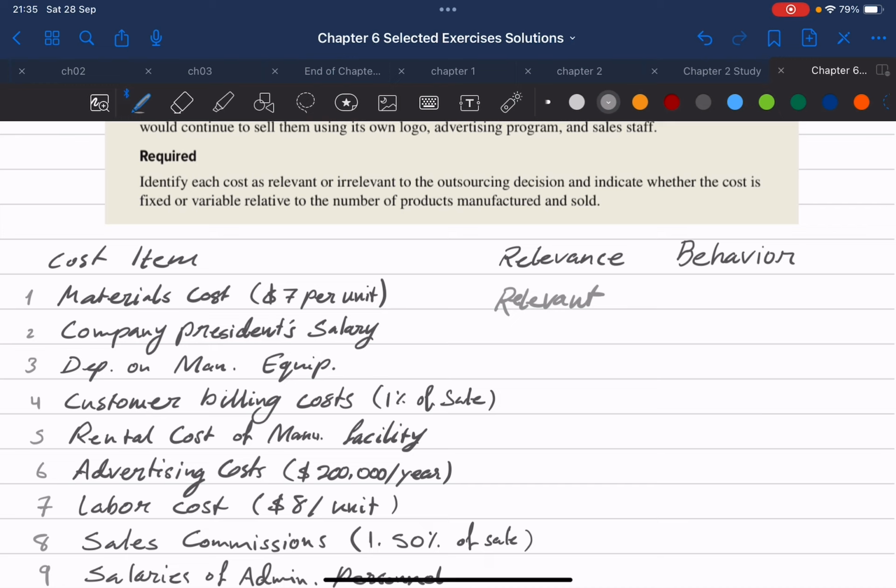Now, is it a fixed cost or a variable cost? Because it's $7 per unit, that definitely makes it a variable cost, because the more Kilgore produces, the more that direct material cost is going to increase. So that makes it a variable cost.